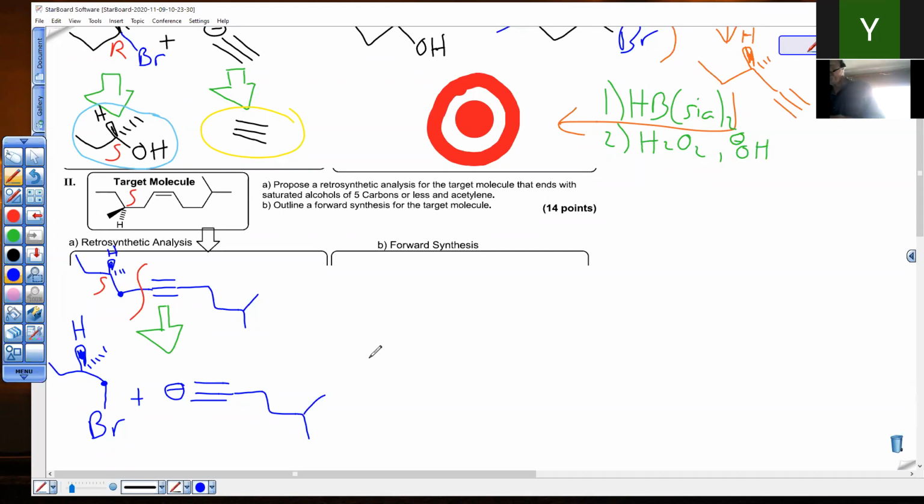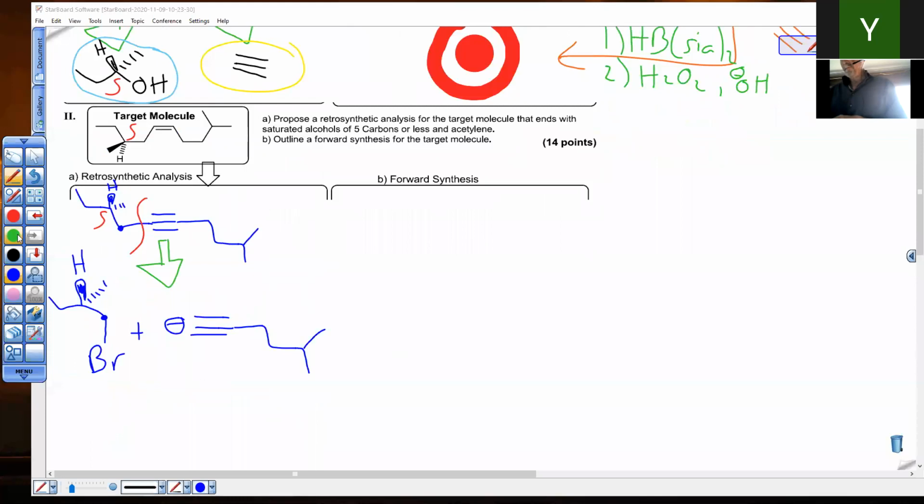And now the question is, where did this molecule come from? It came from an alcohol with the same number of carbons. And once again, the alcohol was not on a stereocenter. So there's no stereocenter changing on this one. We've learned a lot in this. There's the alcohol. Circle it. Alcohols get a baby blue circle.